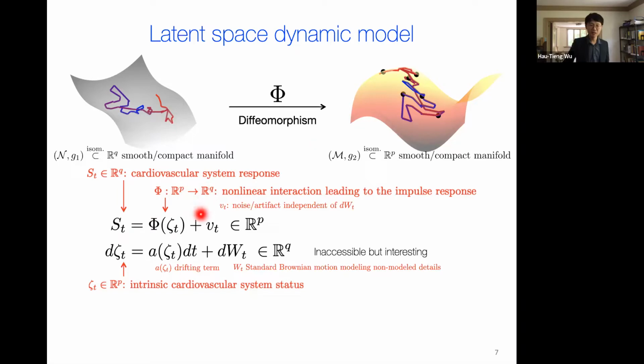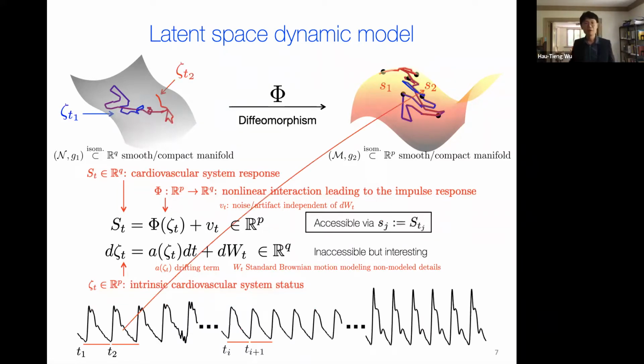We have this capital Phi, the diffeomorphism we assume, that describes the nonlinear interaction leading to the impulse responses. That is, we know how to describe the intrinsic cardiovascular system status via some nonlinear interaction between your cardiovascular system and your heart pumping the blood into the system, or observation. And there will be some inevitable noise, V_t. This is something accessible via the impulse response and the impulse time.